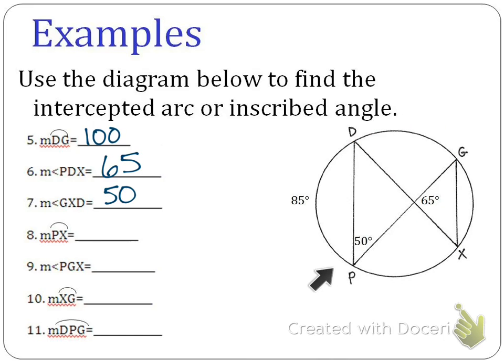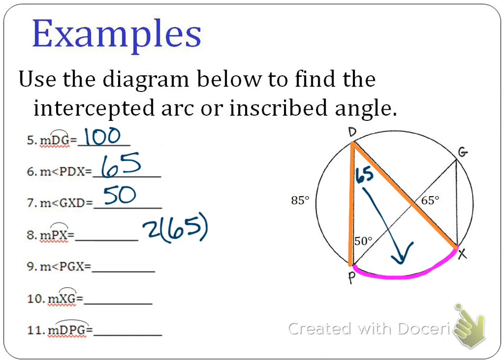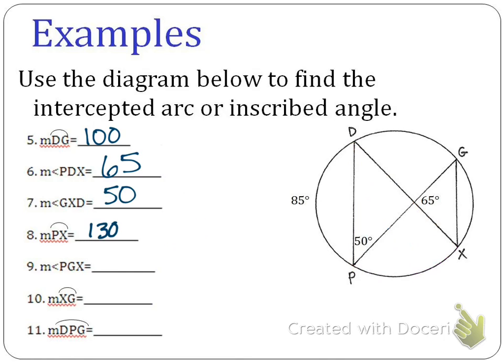Going to arc PX, I notice that if this is what I'm trying to find, using the formulas we have today, it intercepts this inscribed angle. And we just found what that angle is. It's 65. So to find its intercepted arc, we're going to double it. So this gives us a measure of 130.